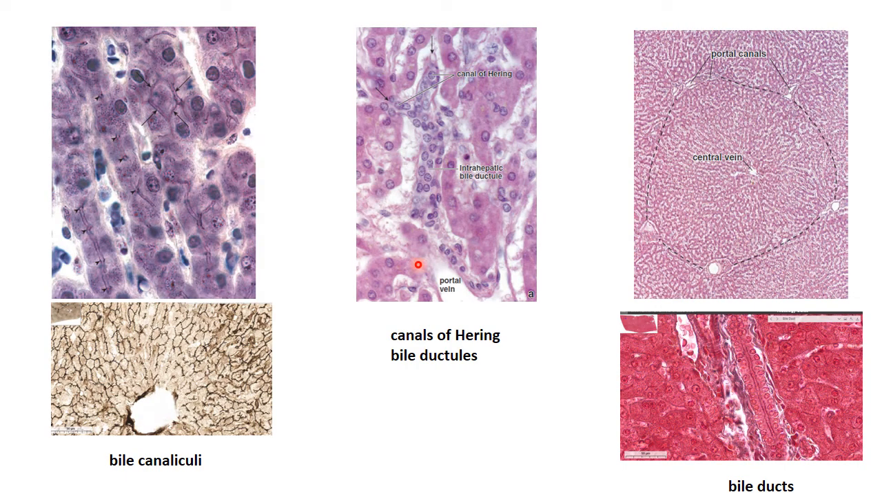We have another view of the bile canaliculi after staining of the liver tissue with a special stain. You can see here these black lines represent the bile canaliculi present between two hepatocytes.